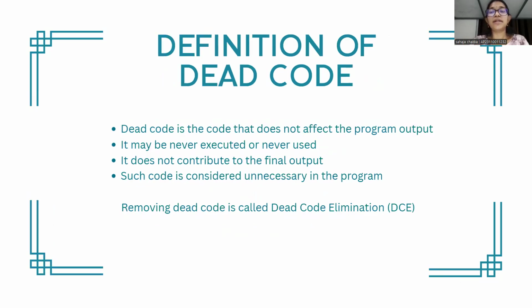Definition of dead code. Dead code is code that does not affect the program output. It can be of two types. First, code that is never executed, such as code after a return statement. Second, code whose result is never used, such as a variable that is calculated but never printed or written. Since this code does not contribute to the final result, it is considered unnecessary. The process of identifying and removing such code is called dead code elimination.